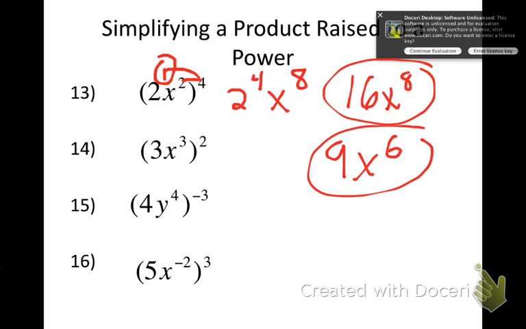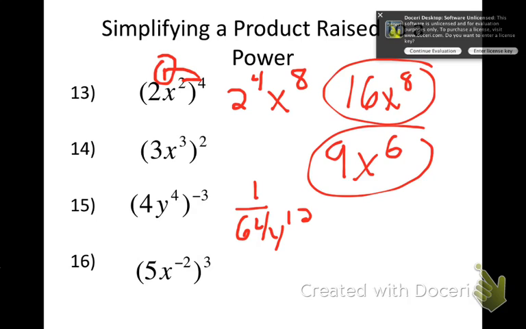Times 1. Close. That is not it, though. It's close. Sean, do you have it? I had 1 over 64 y to the 12th. That is correct. 1 over 64 y to the 12th. Again, remember, negative exponent does not mean negative answer. Does that make sense, Andy?